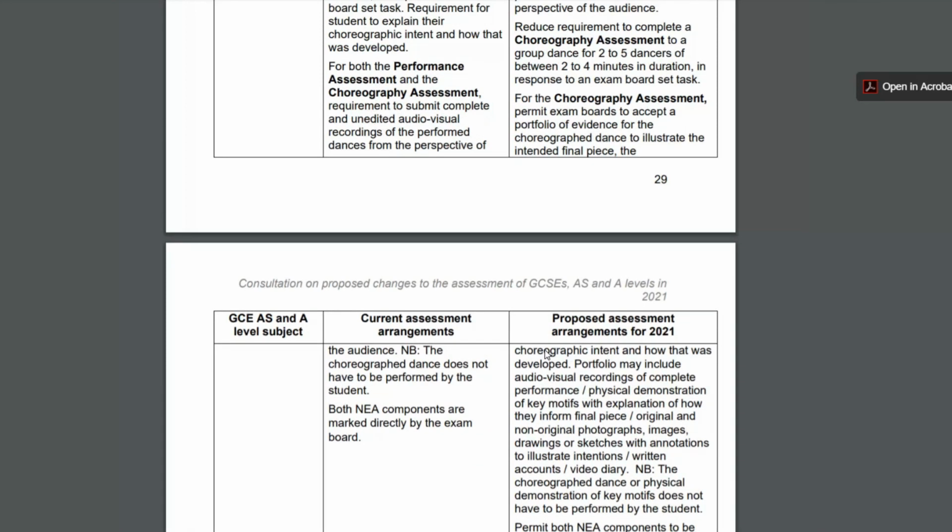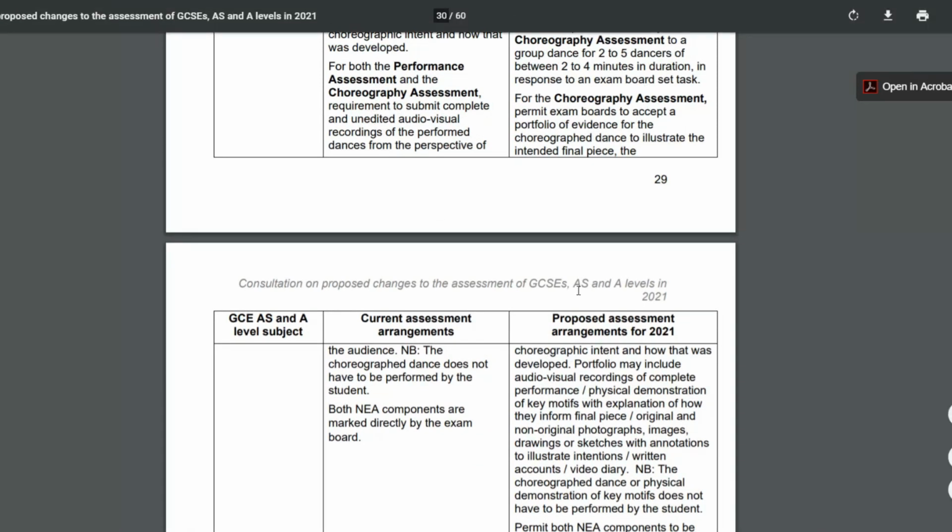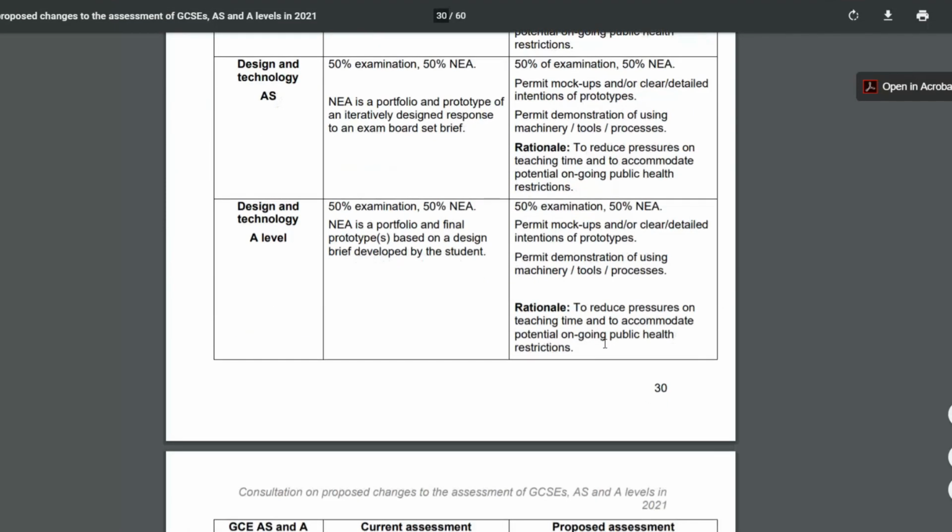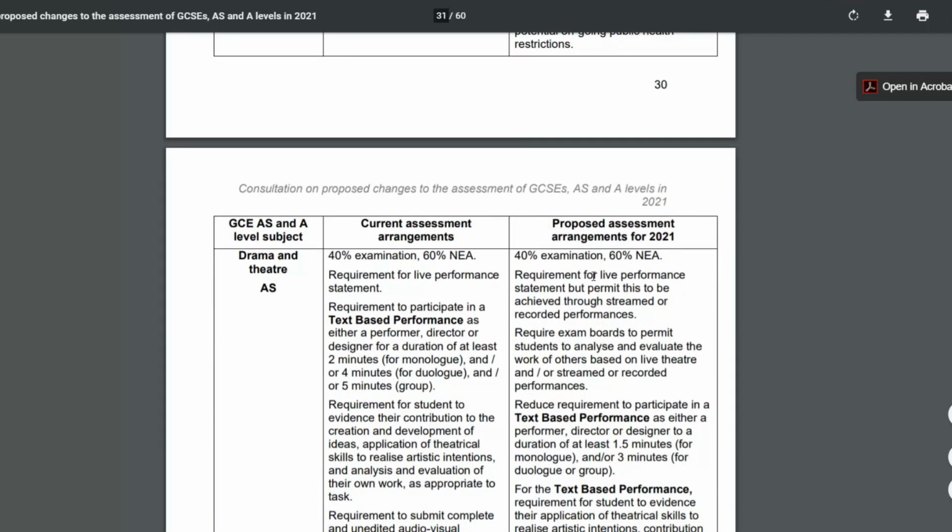We don't know how the future is going to turn out. We don't know whether things will spike and schools will get shut down again, but just do what you can, guys, and don't stress too much. You've got this, all right?